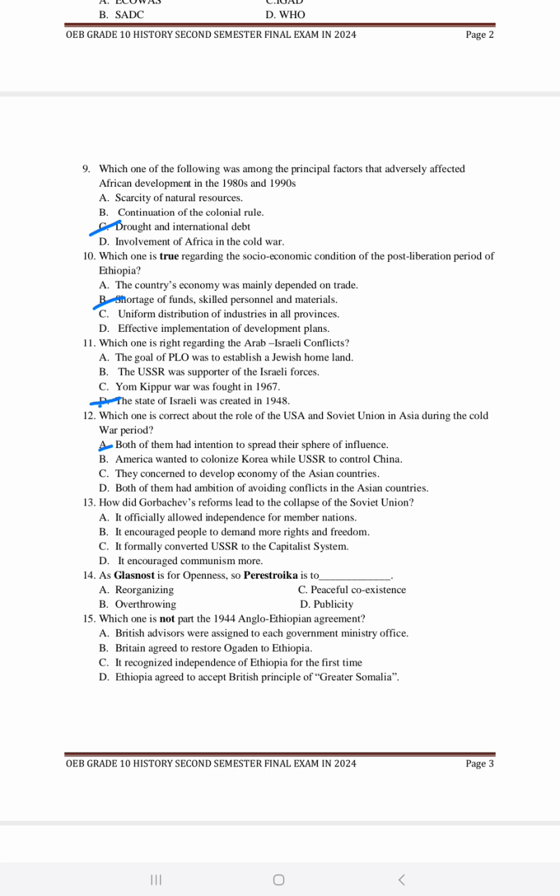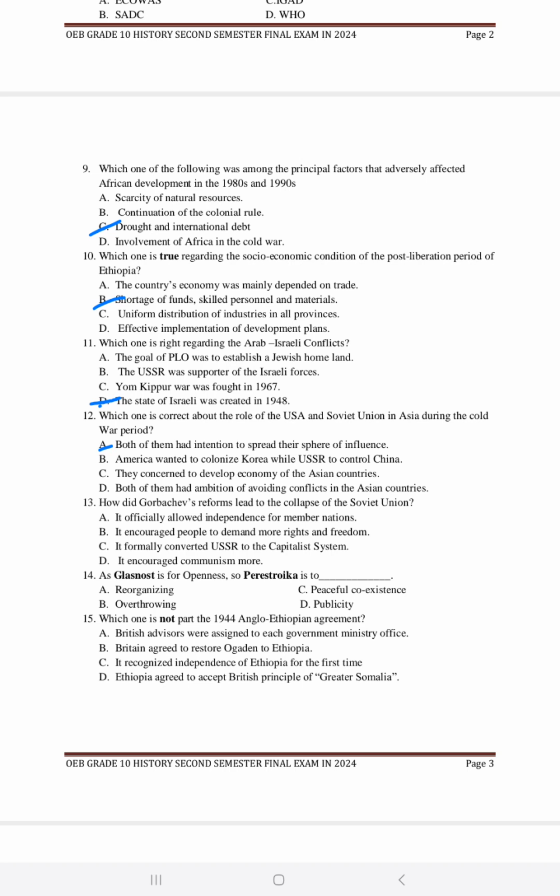C. They were concerned to develop the economy of Asian countries. No, it was not about the economy, it was about politics, about the war. D. Both of them had the ambition of avoiding conflict in Asian countries. No, rather than avoiding conflict, there was a competition to become victorious. This is what a proxy war means.